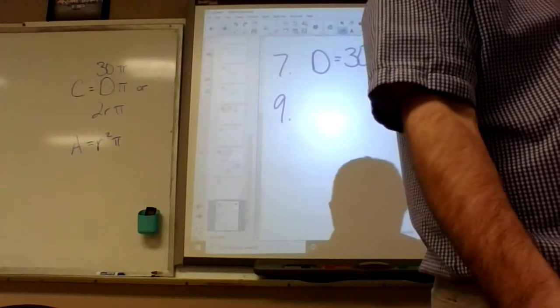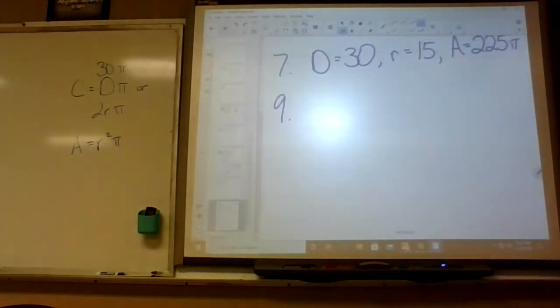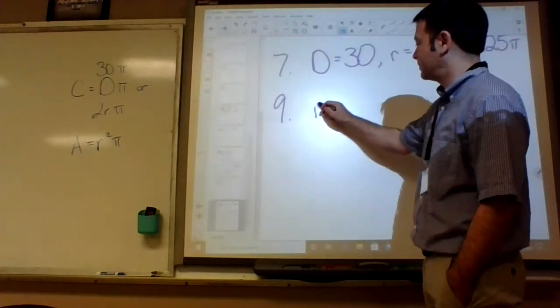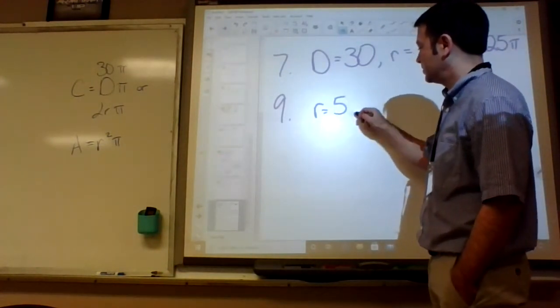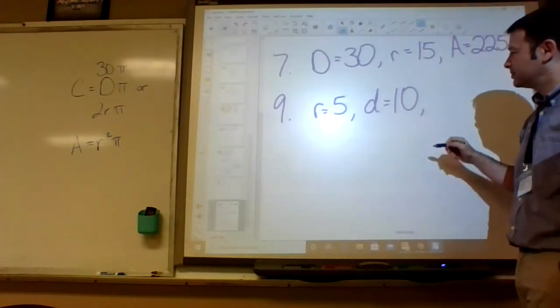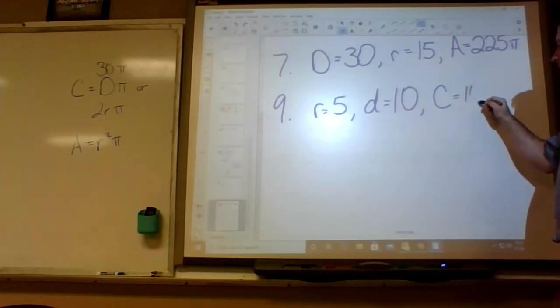Okay, Nick, if the area is 25 pi, what do I know? That means that the radius is 5, because radius times radius equals the area. So the radius would have to be the square root of 25. Radius is 5, diameter is 10. Diameter would have to be twice that. So it would be 10 times pi for the circumference. Circumference is diameter times pi.